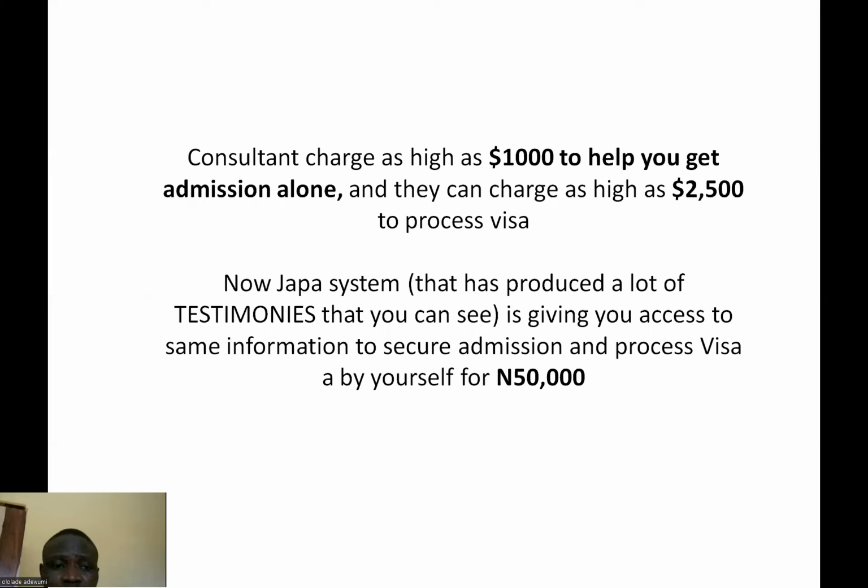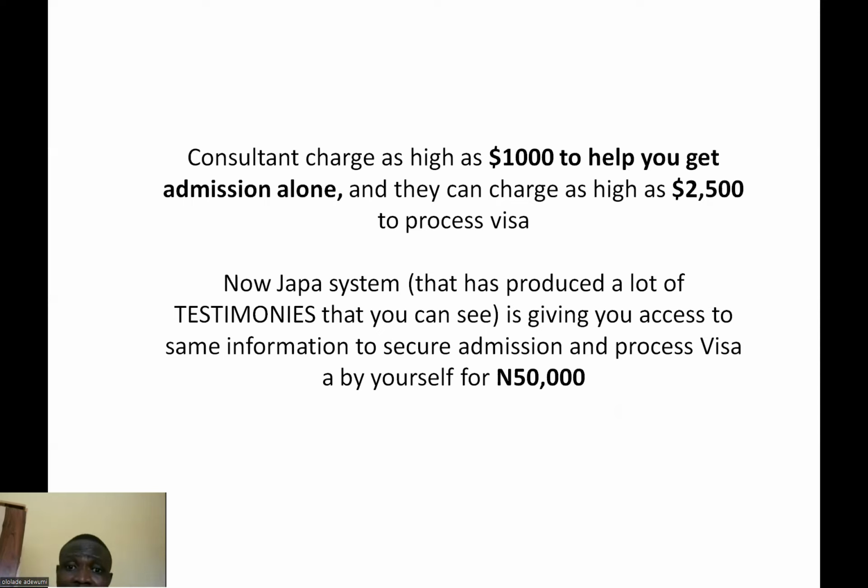Look at it from this angle as well. If you are to get a professional to look for admission for you, they can charge you as high as $1,000. Yes, you can confirm. Just go to Google, look for all these professionals. They will charge you as high as $1,000 just to get admission for you. That's around 750,000 or 800,000 naira. This is the same information that is inside Japa system that you'll be able to get admission with for 50,000 naira when you purchase Japa system. You have access to all the information to get admission and professional support.